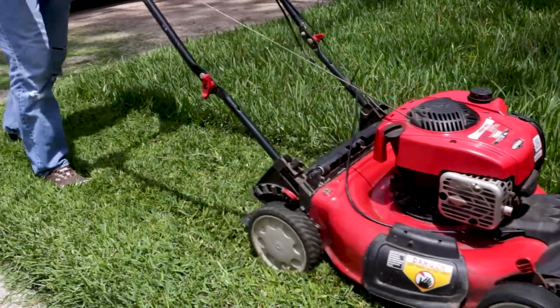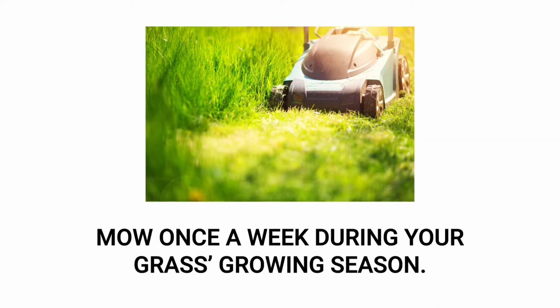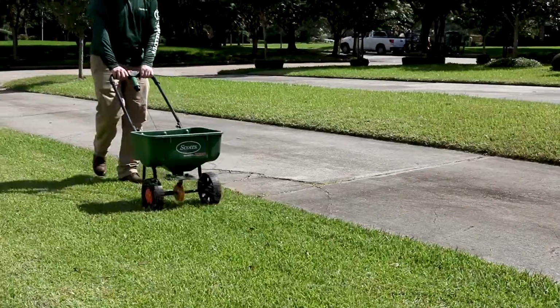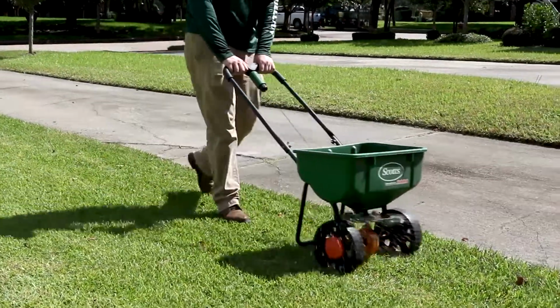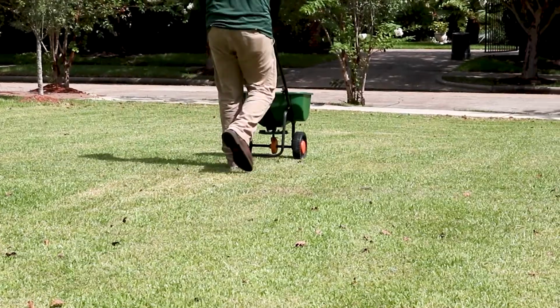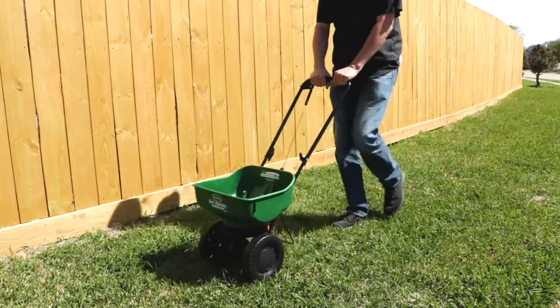Be sure to stick to a proper mowing schedule to reduce thatch. Your grass should be 3 to 4 inches in height, and mowing should remove no more than 30% of its current height. You'll typically mow once a week during your grass's growing season. Be sure not to over-fertilize your lawn. Excessive fertilizer will not only encourage thatch formation, but will also encourage the development of lawn disease. If you find it necessary to fertilize your lawn, try using a slow-release fertilizer to reduce risk.